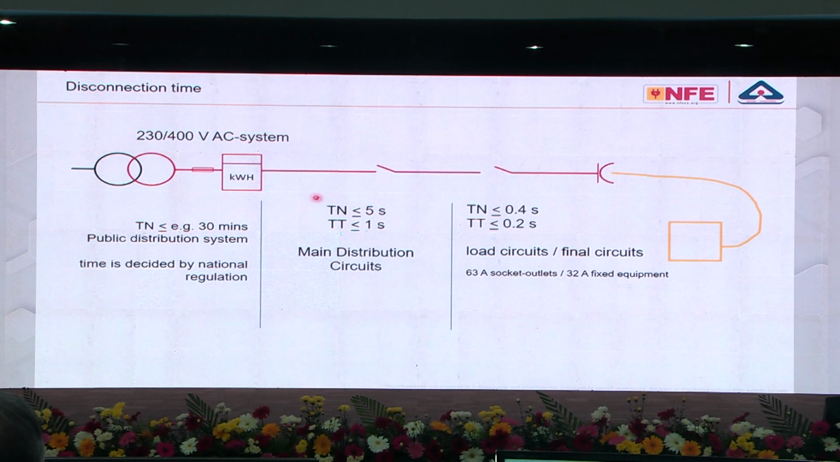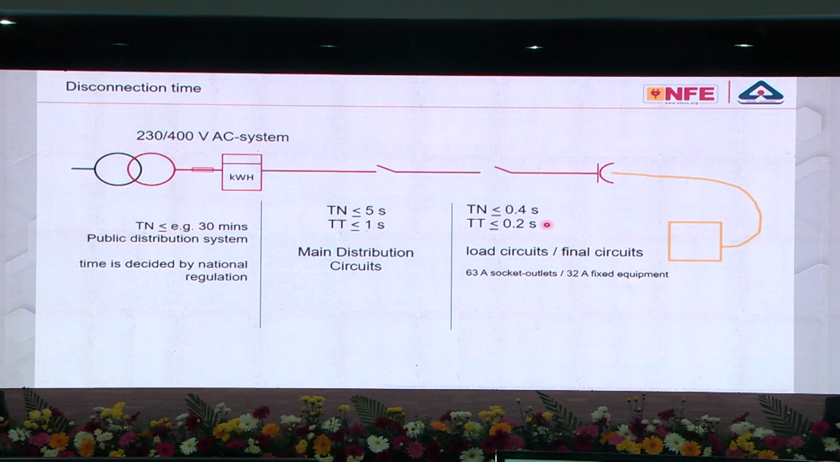Now, the maximum allowed disconnection time, if we start from the equipment onwards, here on the equipment, the maximum disconnection time is, TN 0.4 second, TT 0.2 second. That means your MCB is supposed to trip within this particular time.